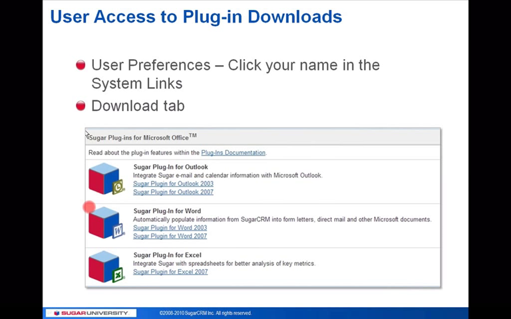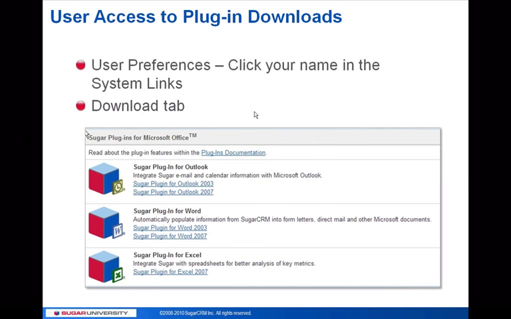If you cannot see that tab under your name, you need to click on your name and it brings up your user preference page. And if you don't see a Download tab, click cancel on that page, and there should be a Download tab to the far right, I think beside Access.